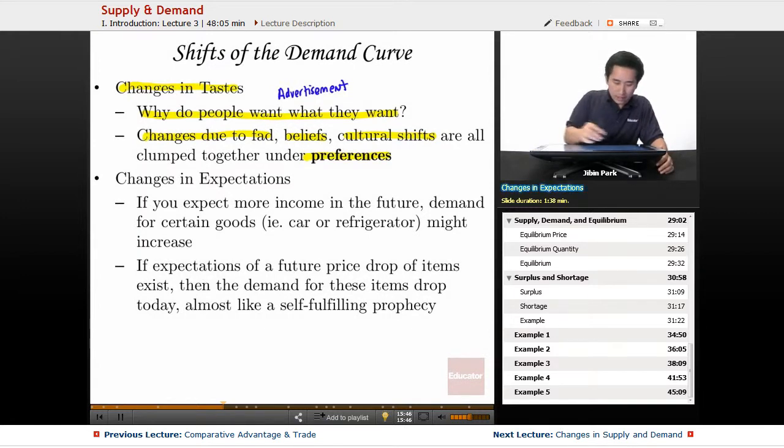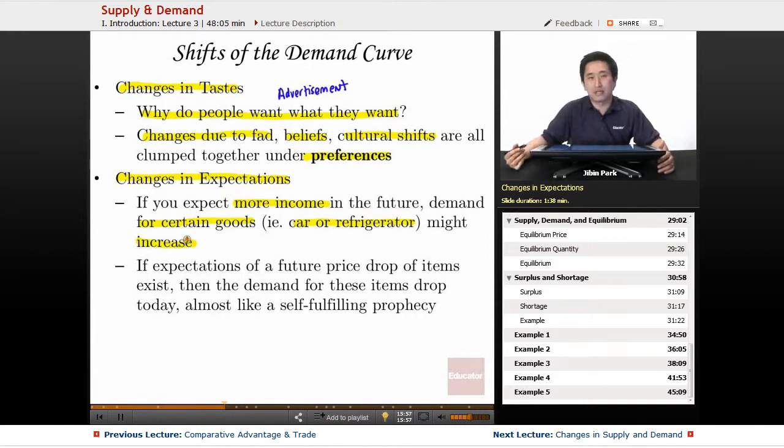Another way would be through changes in expectations. So if you expect more income in the future, then demand for certain goods, for example, a car or refrigerator, might increase. This is very similar to the idea of an increase of income leading to an increase in demand. Increase in the expectation of income. So let's say you're projecting that you're going to get a job promotion, or let's say you do, and you're going to get a bonus, then your demand for certain goods, normal goods, is going to increase here.